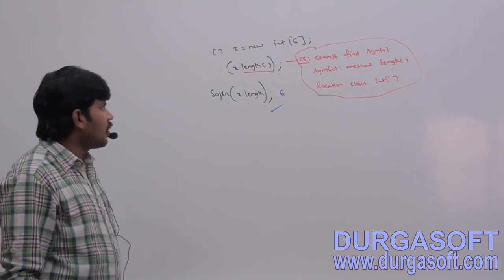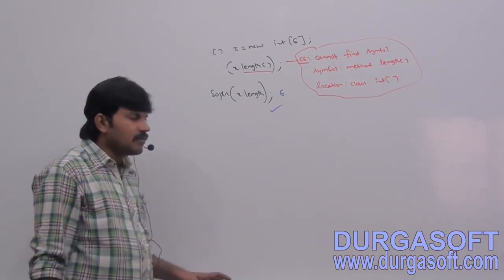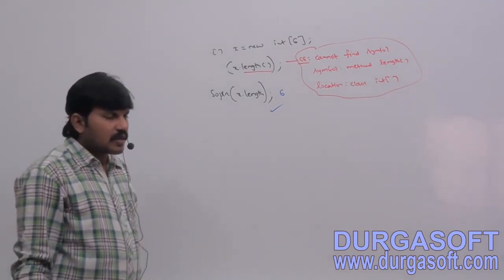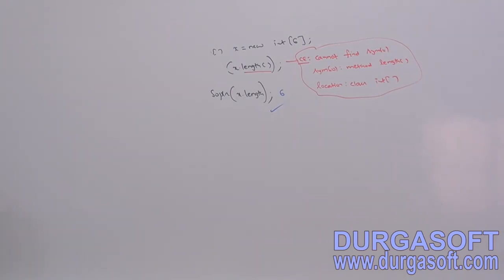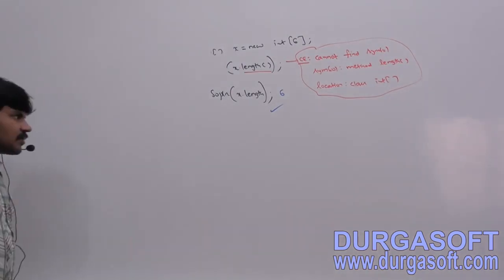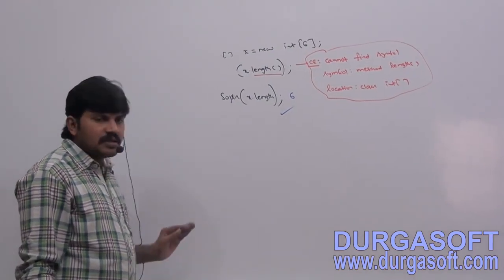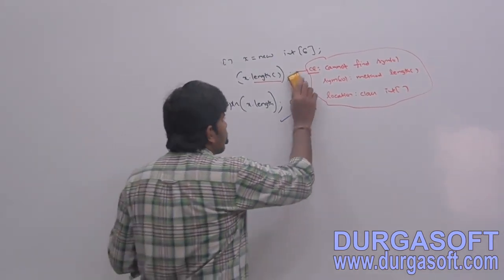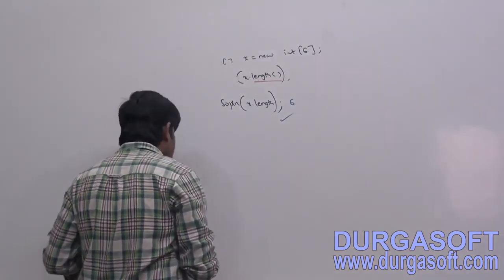That is a compile time error also. Cannot find symbol. Which symbol? Method length. Location: class int array. And whenever we take SOP of x.length, it is perfectly valid. The answer is 6. Now, learn this example well.